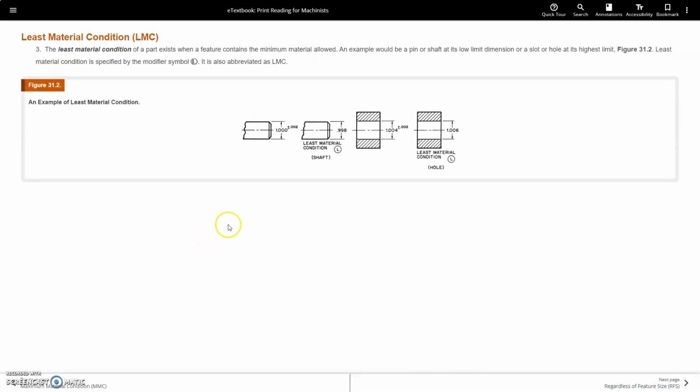Whereas least material condition is going to be whichever one weighs the least. So the smallest of the shaft or the biggest of the hole. It is also abbreviated with the L symbol, or LMC.